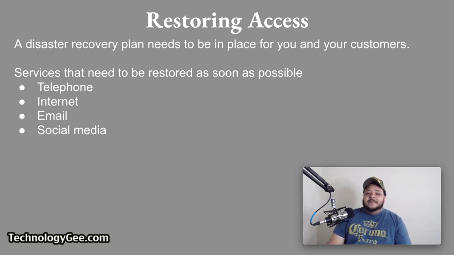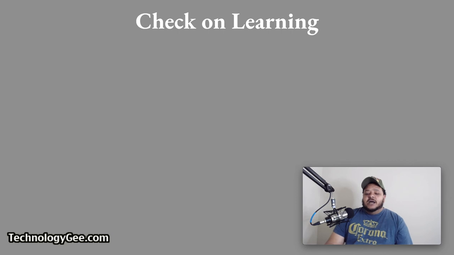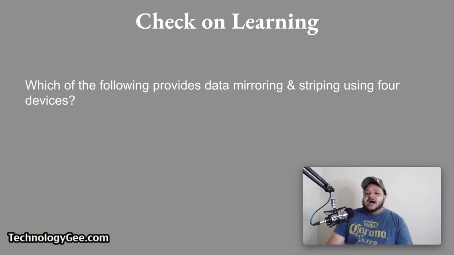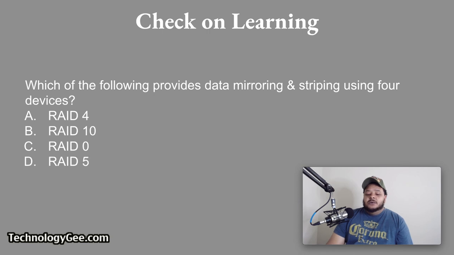All right, so that is our class. Let's go ahead and do some check on learning, shall we? First question. Which of the following provides data mirroring and striping using four devices? Would it be RAID 4? Would it be RAID 10? Would it be RAID 0? Or would it be RAID 5?